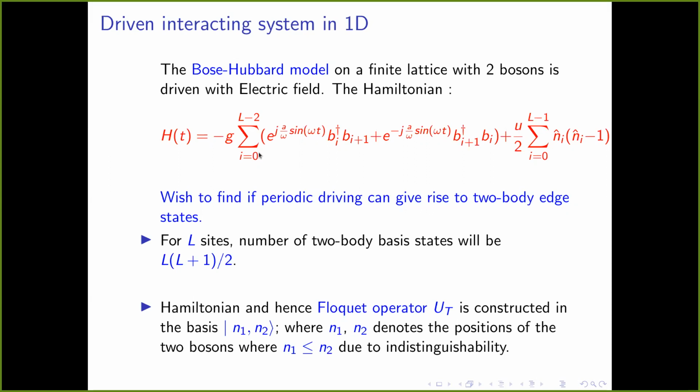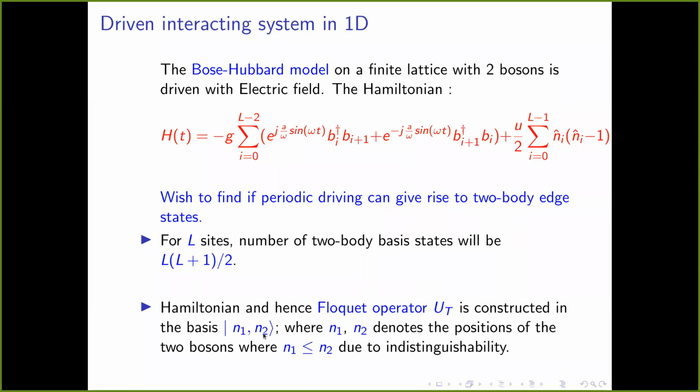And similarly, we have to find states of the Floquet operator which are localized at the edge. In this case, we were interested in finding two-body bound states which were localized at the edge. Since there are two bosons, the number of two-body basis states will be L into L plus 1 by 2, and I denote the basis as N1 comma N2, where N1, N2 denote the positions of the two bosons. So this is not a Fock state.